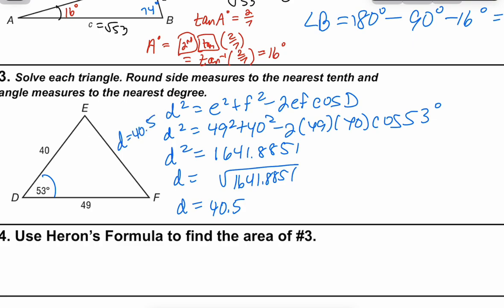Now, let's look at our triangle for just a moment. D is 40.5 as a side length. F is 40 as a side length. See how close those are? I expect angle F is super close to 53. It's got to be a little bit less, maybe 52, maybe 51. But it's a good indication that these two angles are super close to one another.